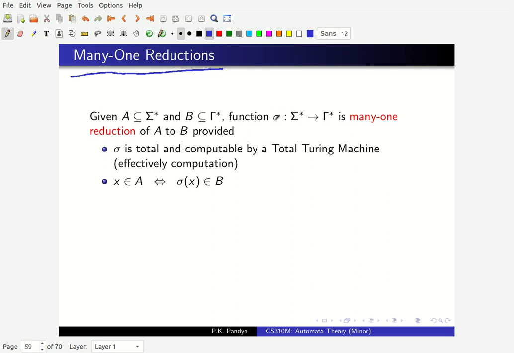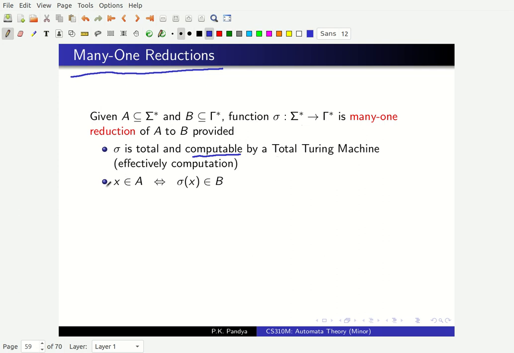Firstly, this function sigma is a total function. That is, every string in sigma star is translated to some string in gamma star. And secondly, it's a computable function. That is, there is a total Turing machine which realizes sigma. If you give a string belonging to sigma star on the input tape of this total Turing machine, it will terminate in finitely many steps and end with the result sigma of x on the tape. That is, this translation can be achieved using our total Turing machines, right?